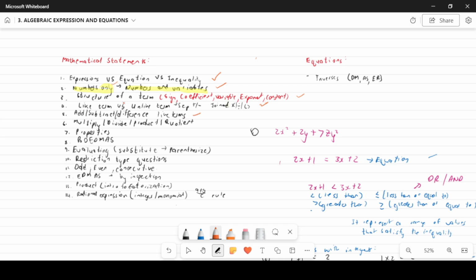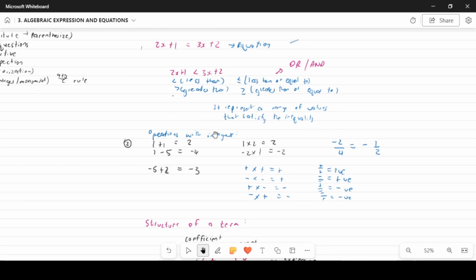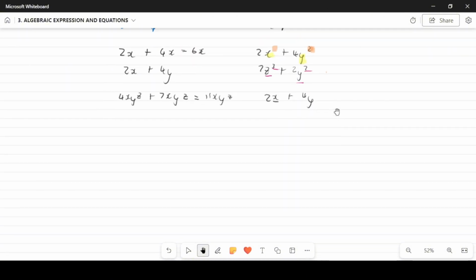Now let's delve into multiplying and dividing, or products and quotients, of terms involving both numbers and variables, because we've already talked about it for just numbers only. So when you're multiplying terms that have numbers and variables, let's say you have 2x squared times 5xy. How do we do this?